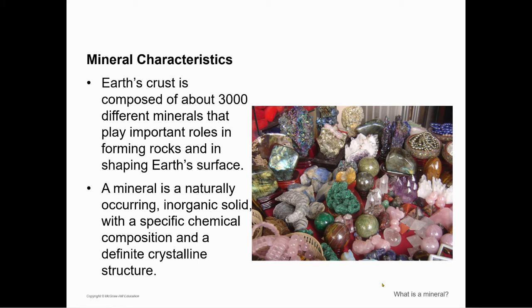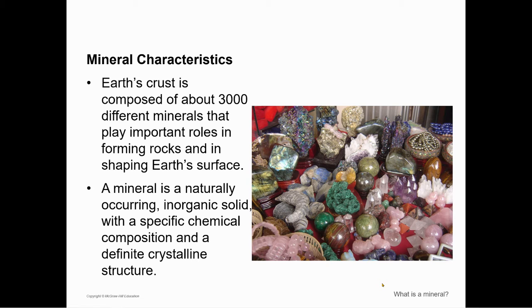A mineral is a naturally occurring inorganic solid, never living. It has to also be naturally occurring for it to be a mineral. We can make minerals like diamonds, but those are man made and not naturally occurring, so they're not considered a mineral. So a mineral is a naturally occurring inorganic solid with a specific chemical composition and a definite crystalline structure.